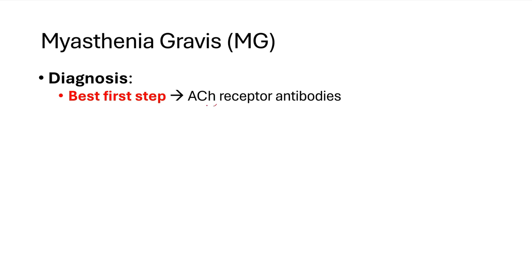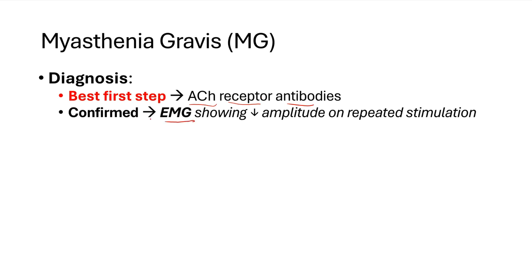Now, how exactly do we diagnose MG? This typically goes in a stepwise pattern. The first step that we always get is we always start with the acetylcholine receptor antibodies. Remember, that is the most common autoantibody that is being produced. Once this comes back positive, the MG is going to be confirmed via an EMG. The EMG confirms MG by showing a decrease in amplitude on repeated stimulation.